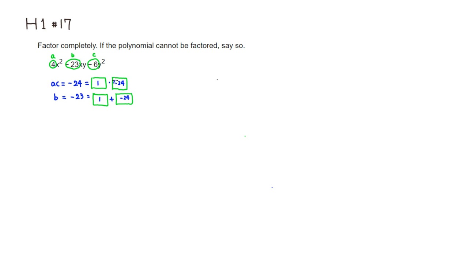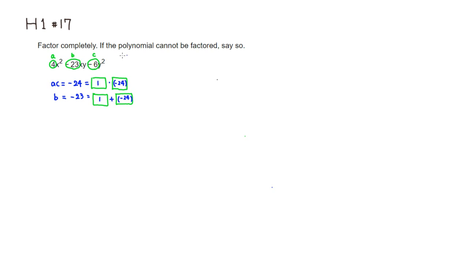I guess we should probably put the parentheses so that we don't get confused here. Then we get negative 23. So this would work out. We can split negative 23, which is B, into 1 and negative 24.